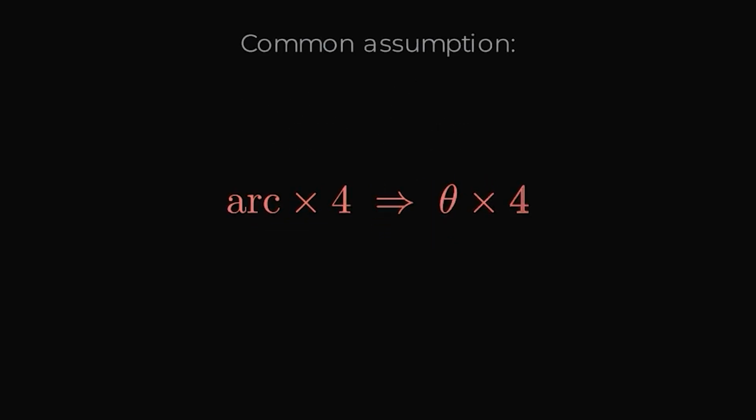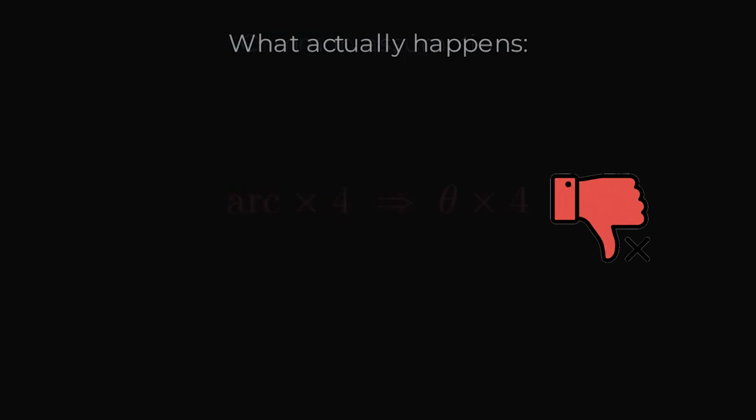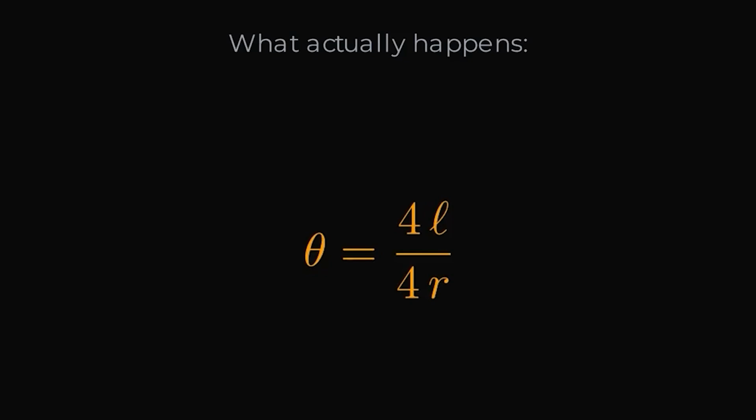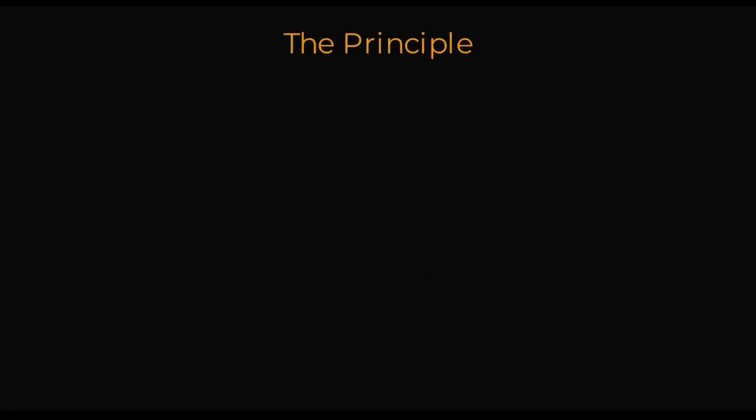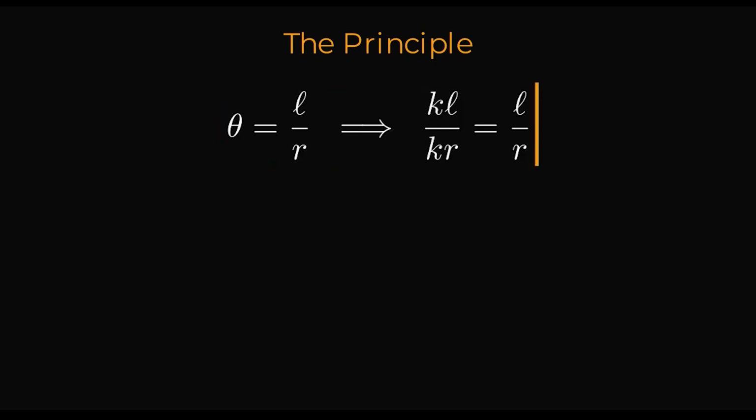The common assumption, if arc scales by 4, angle scales by 4. That treats angle as a length. Angle is not a length, it is a ratio. 4L over 4R. The factors cancel. The ratio, the angle, is preserved, every time, without exception. The principle in one sentence. A lens scales arc length, apparent size, and resolved detail. It does not scale angle.